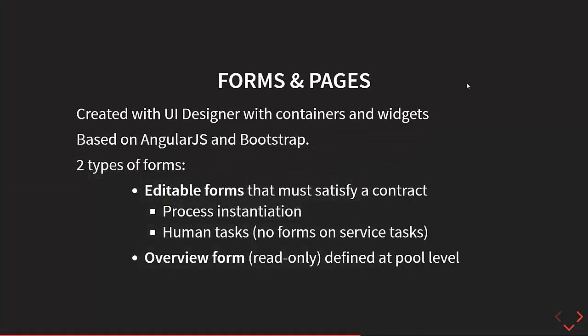The second type of form here is what we call the overview form. This is also at the process level, just as the process instantiation form, but the purpose of this one is just to give an overview, the current status of the process. If you want to highlight what is a current pending task, or what is the current value of the business data, you can do that in your overview form.